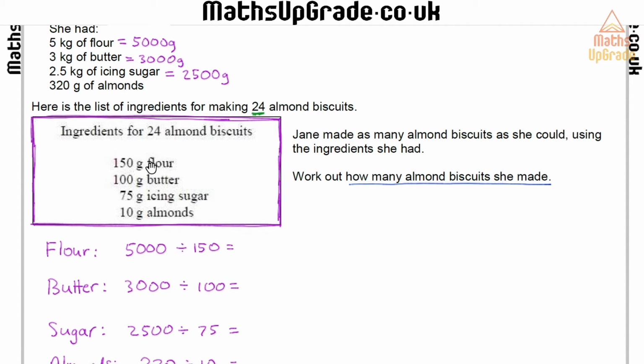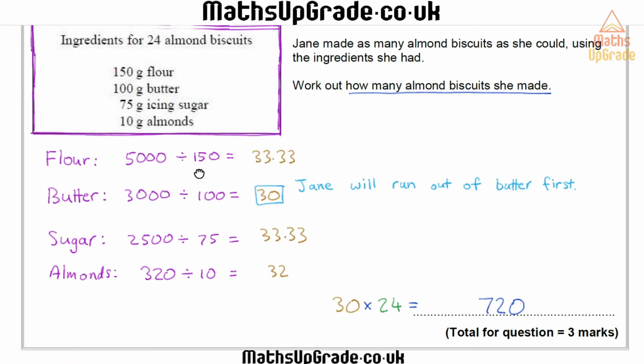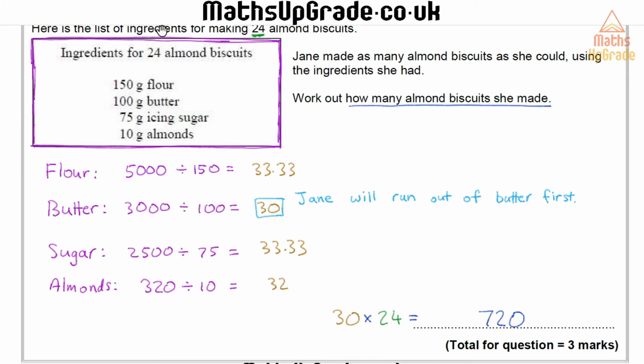So 5000 divided by 150, 3000 divided by 100, and so on and so forth. That gives me the information that Jane will run out of butter first. She has enough butter to make 30 lots of this recipe. That's 30 lots of 24 biscuits, which is 720 biscuits, and that's 3 marks.